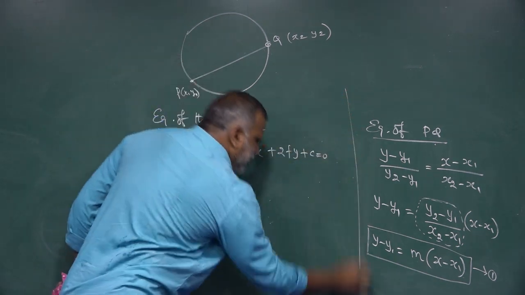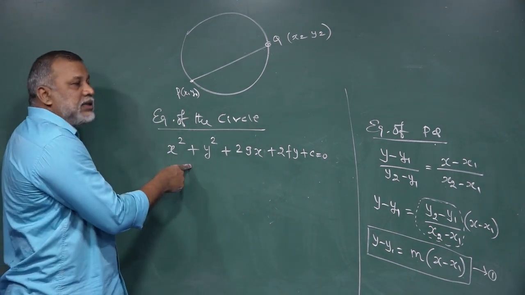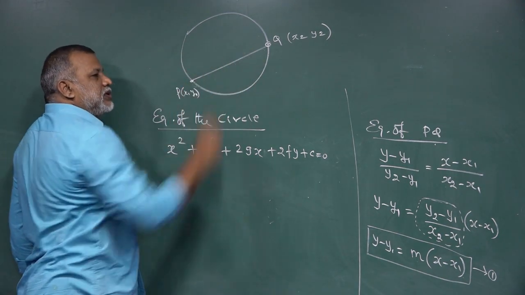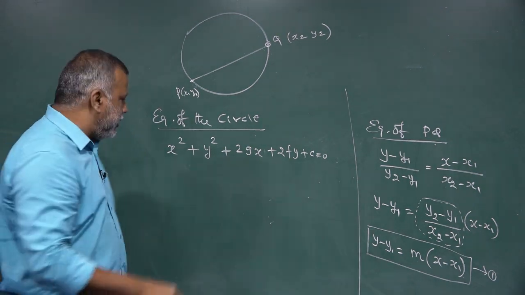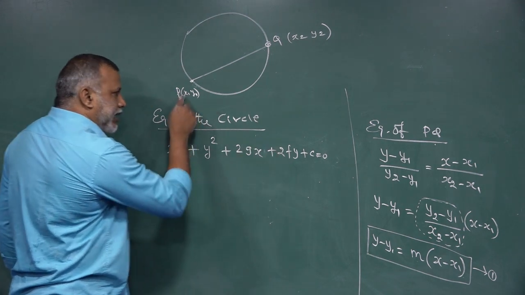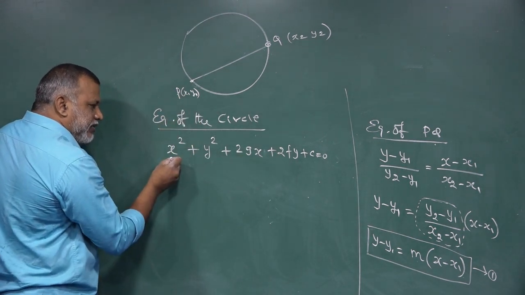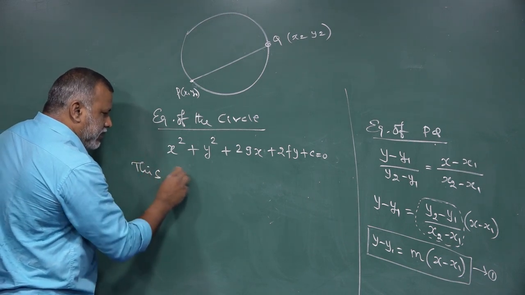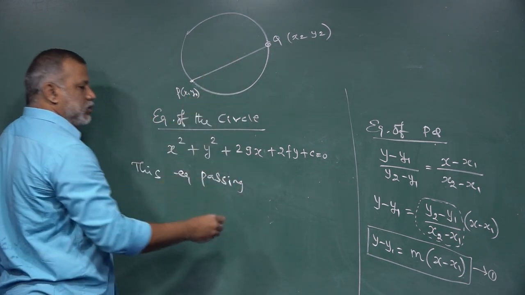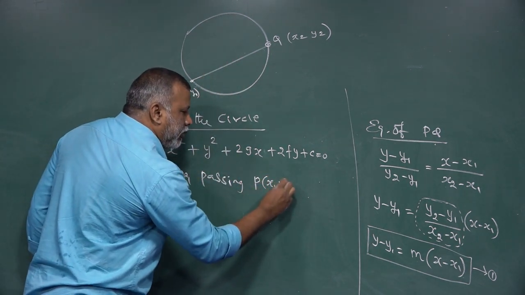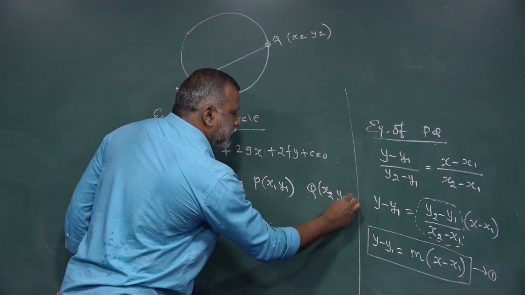This is the equation of the circle, the general equation. See the diagram: this circle is passing through 2 points. If an equation passes through any particular point, we can substitute it here. So instead of this x, y, I am replacing it with x1, y1. Therefore, this equation is passing through P of x1, y1 and Q of x2, y2.